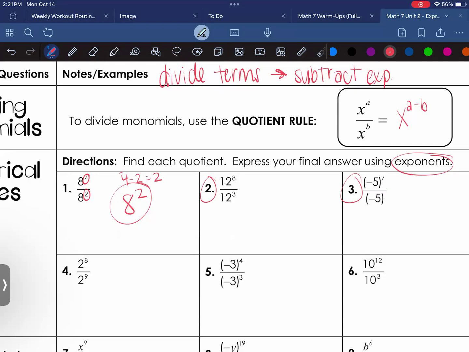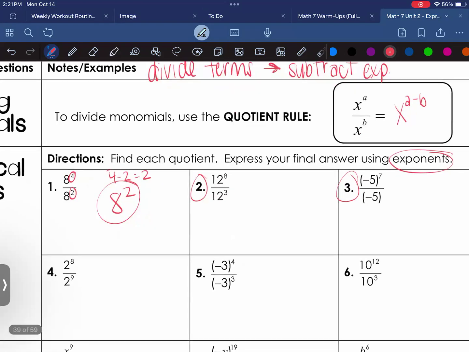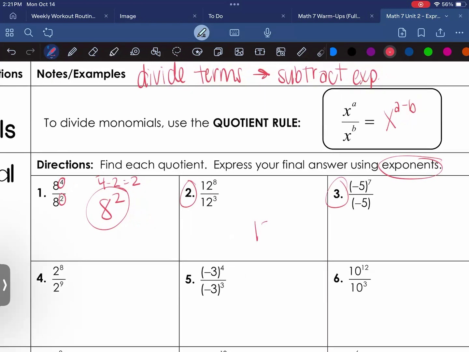Okay, you should have paused the video here. Number 2 and number 3, let's go over it. Number 2, our base is 12. Here are exponents. We subtract our exponents and we get a new exponent of 5.